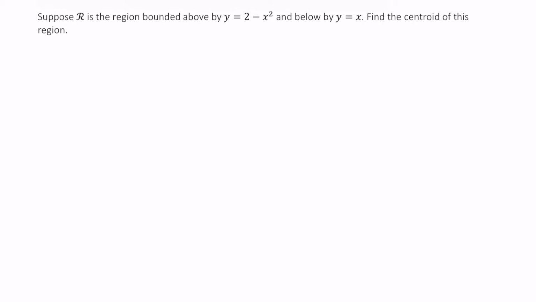So suppose R is the region bounded above by this parabola, that's 2 minus x squared, and bounded below by y equals x. Let's find the centroid of this region. And we're assuming a uniform density throughout. So I'm going to begin with a sketch. Clearly, I think you should begin with a sketch too.